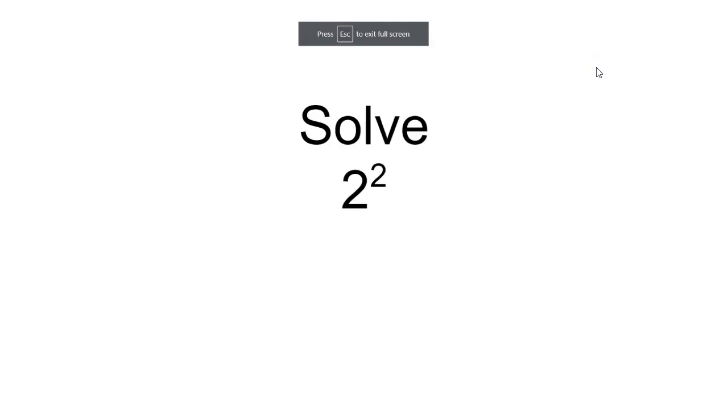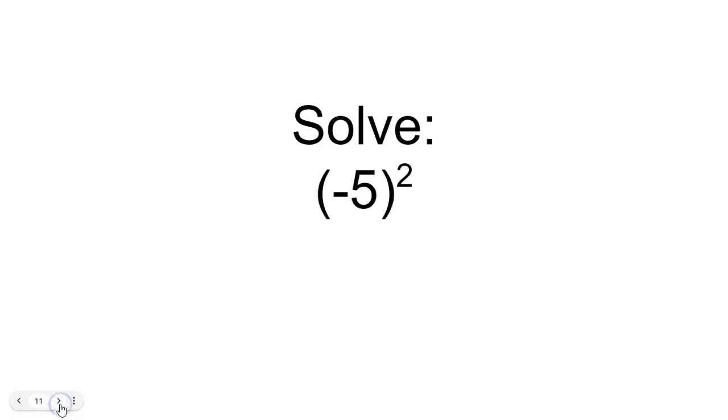If I said solve 2 squared, 2 squared is like saying 2 times 2, so your answer would be 4. And remember, my answer is always a positive number. 7 squared is 7 times 7, which is 49. Good.